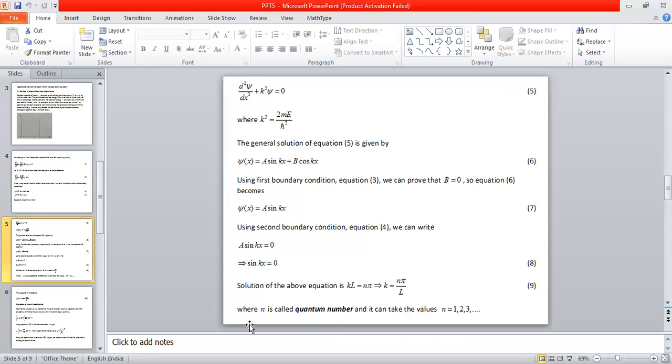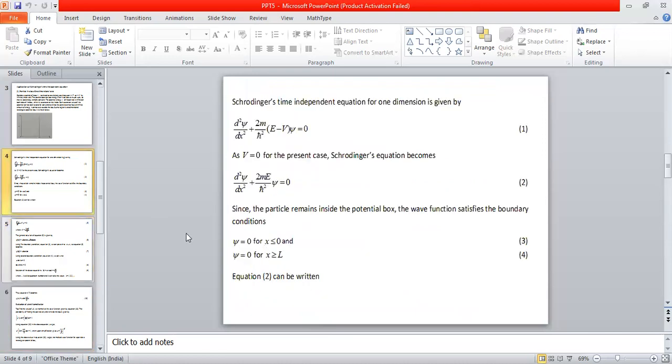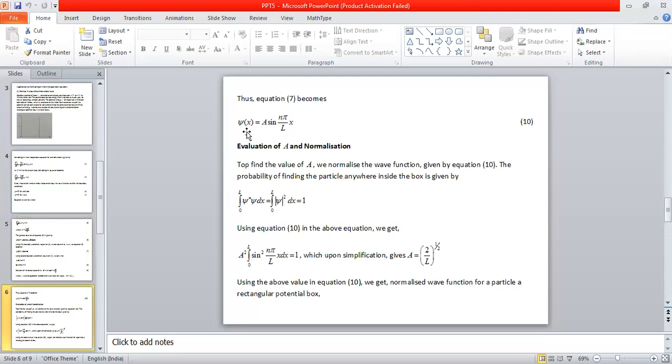So if we substitute this equation 9 in our original solution, the original solution is psi of x is equal to a into sin kx. So if we substitute the value of k here, using equation 9 in equation 7, then we are going to get the solution psi of x is equal to a into sin of n pi by L into x. So this is equation 10. This equation 10 is the solution of our equation for the particle in the one-dimensional box.